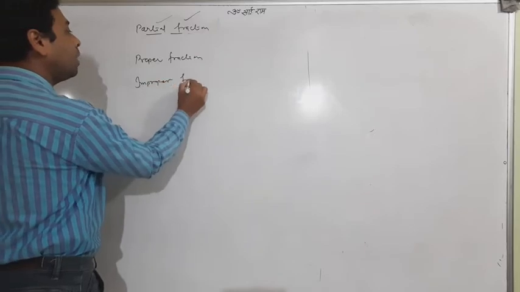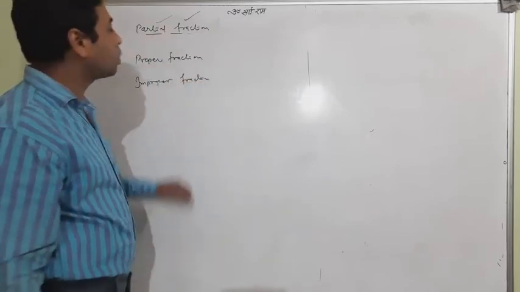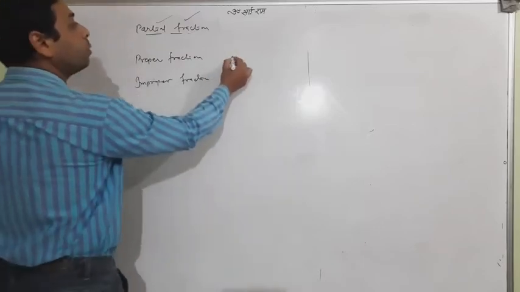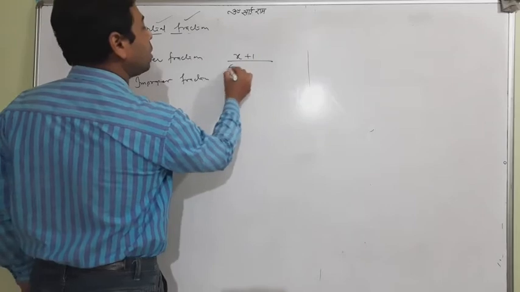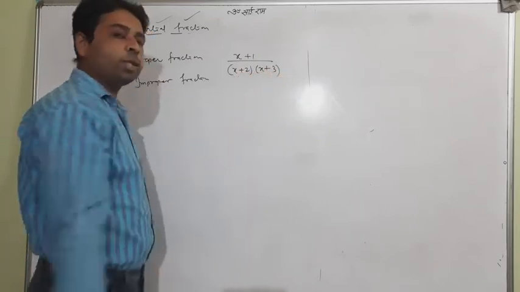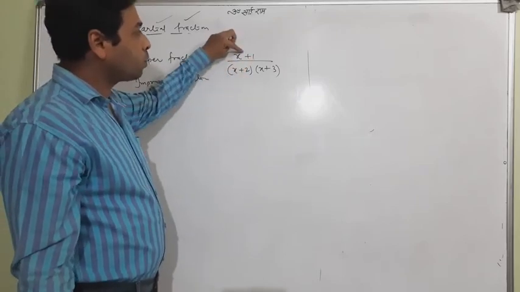So let me explain one thing: partial fraction is a method only used with a proper fraction. And what is a proper fraction? Look, I'll tell you. Can you see the fraction? It is x plus 1. The numerator's power is 1.